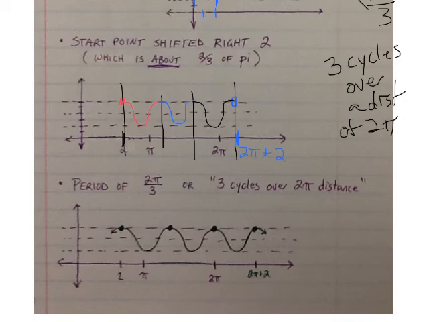There we go. A period of 2 pi over 3. 3 cycles over a 2 pi distance. That's the way I like to think of it. This 2 pi over 3 period is kind of difficult, so if you want to think of it this way, that's fine.